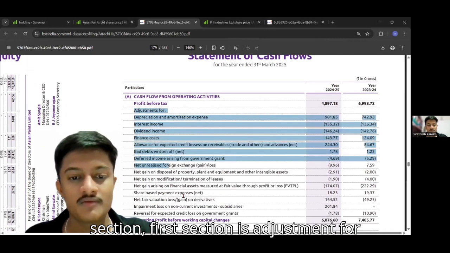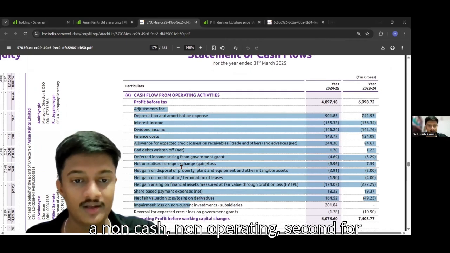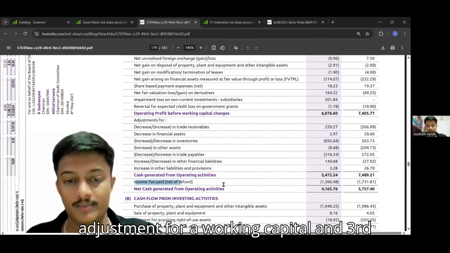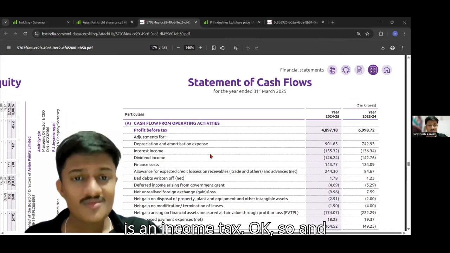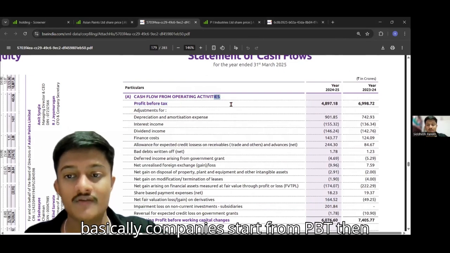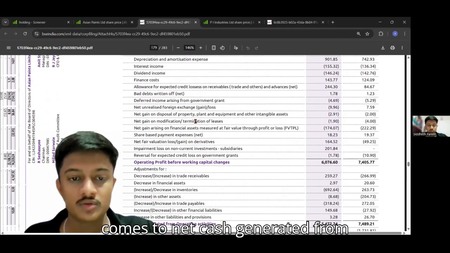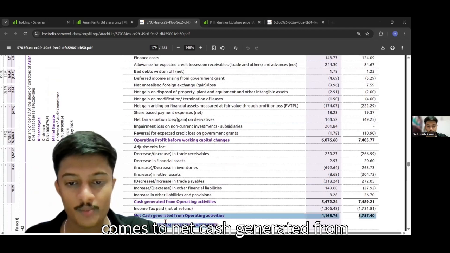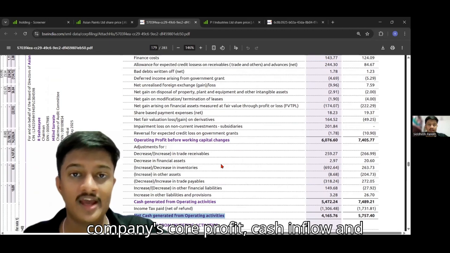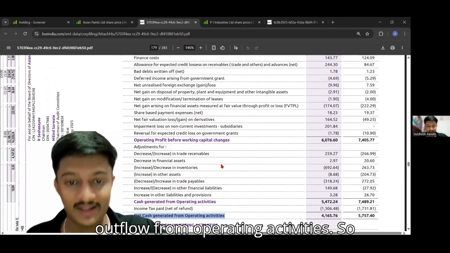The first section is adjustment for non-cash, non-operating items. Second is adjustment for working capital, and third is income tax. In the first section, the company starts from PBT, then comes to net cash generated from operating activities. It is the company's core profit, cash inflow and outflow from operating activities.